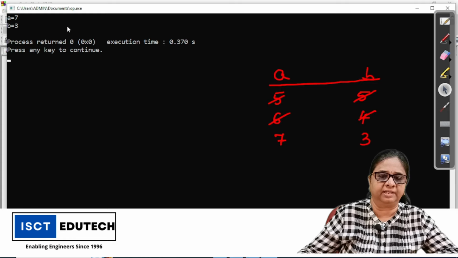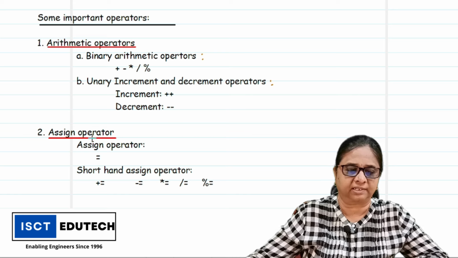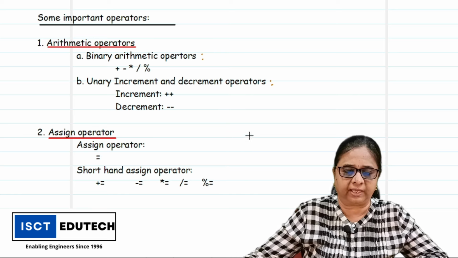A is 7, b is 3. Let's look at the second type of operator, the assign operator. We already know assign, we have used is equal to. When you say a equal to 10, we are assigning 10 to the variable a.